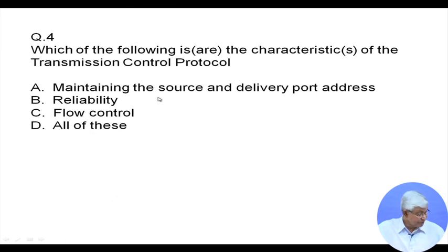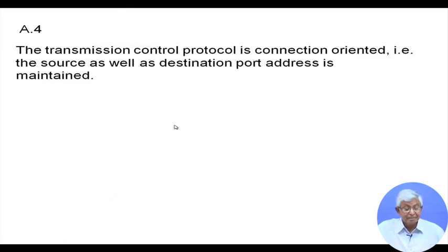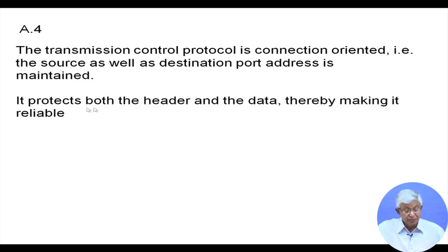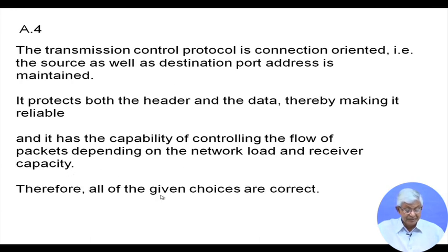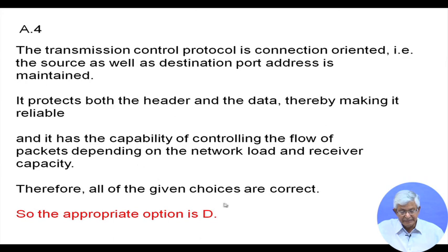So, let us see what TCP, or Transmission Control Protocol, does. The Transmission Control Protocol is connection oriented. So, who is connected to whom is to be known. So, source as well as destination port address is maintained. So, first point is covered. It protects both header as well as data, thereby making it reliable. So, that is also agreed. It has the capability of controlling the flow of the packets depending on the network load and receiver capacity. So, it does the flow control also. So, all of these it does. Therefore, all of the given choices are correct, and the appropriate choice is D.